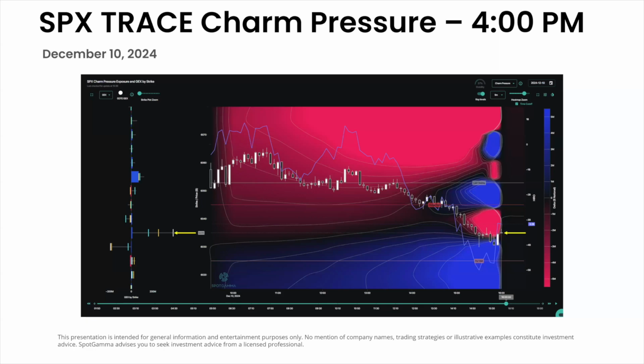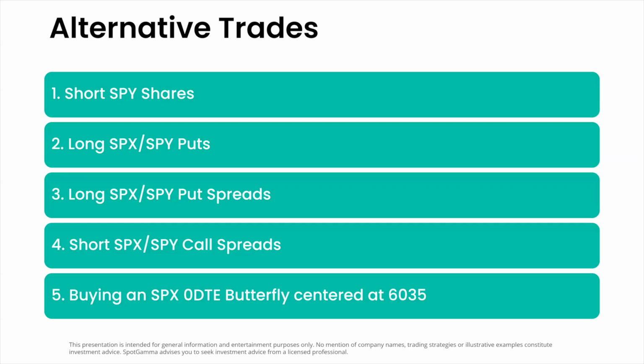See the yellow arrows. There were several ways to play the move lower, including shorting SPY shares, buying put spreads, selling call spreads, or buying a butterfly centered at the final pinning target at 6035. In this case study, the trade was short ES futures with a final target at SPX 6035 or ES 6045.